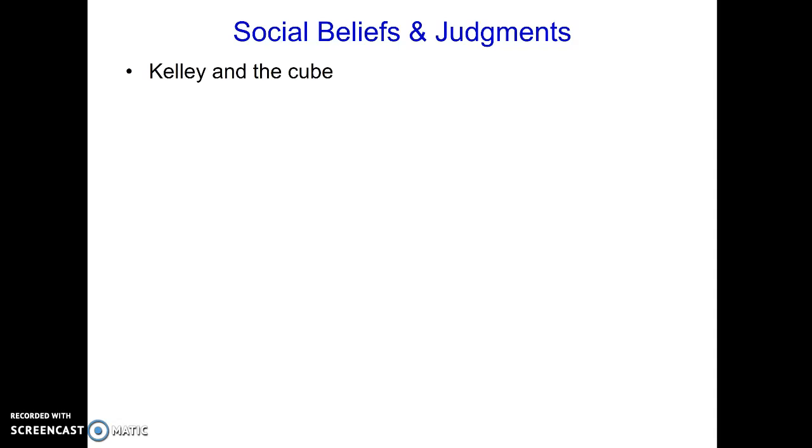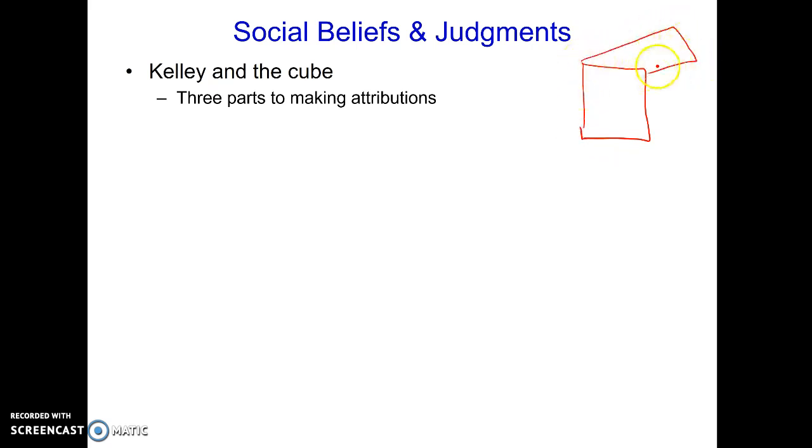And he called it his cube because what he claimed is that there are three variables you need to make an attribution. He called it the cube because in his paper, which was lengthy and difficult to work through, he actually would draw a cube, and you can see there are 3 planes. And that's why I called it the cube, because there are 3 parts to making an attribution, and you see 3 planes of a cube. That's a terrible cube, by the way. So that's how this works.